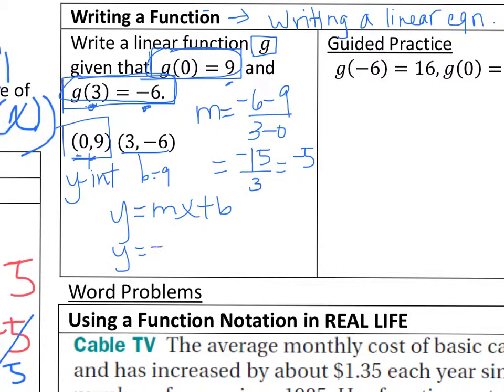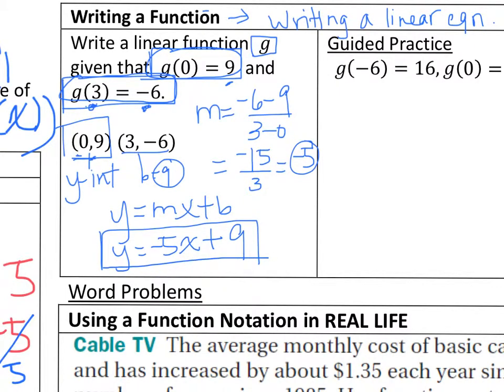Y equals negative 5x. And since 9 is positive, I can just go ahead and write plus 9. And that would be my linear equation. I will need to change y to g of x equal to negative 5x plus 9 to be more formal. I use g because the function is represented by g, to be consistent.